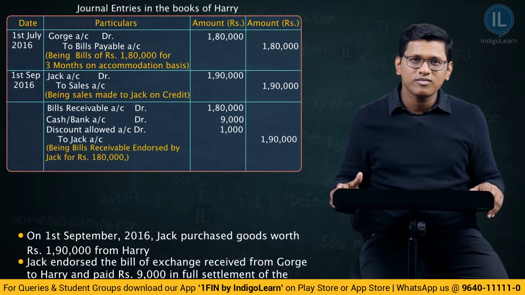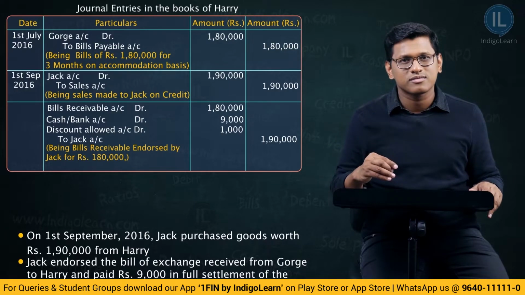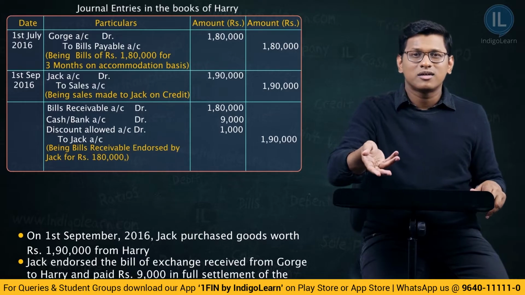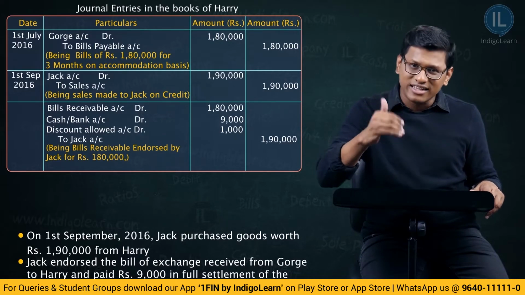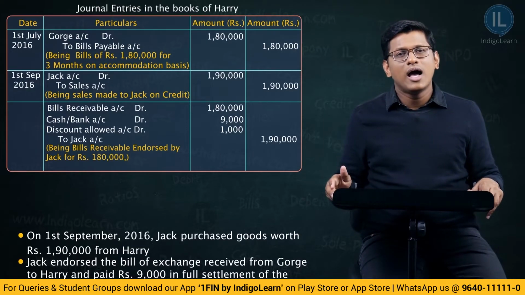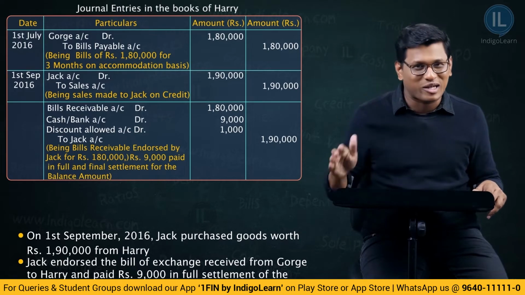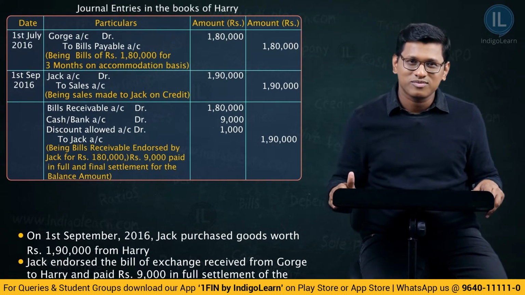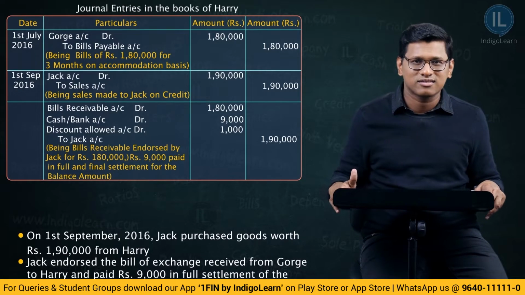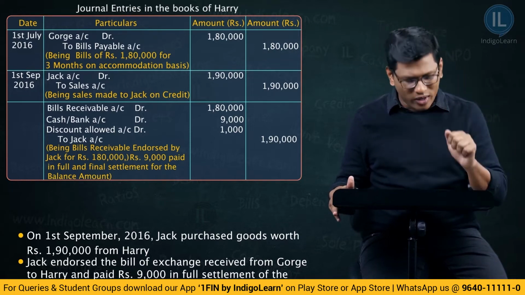Being bills receivable endorsed by Jack for 1,80,000, comma, 9,000 paid in full and final settlement for the balance. That is why 1,000 became discount allowed. Friends, is it clear? Right, wonderful.